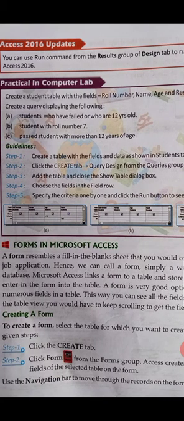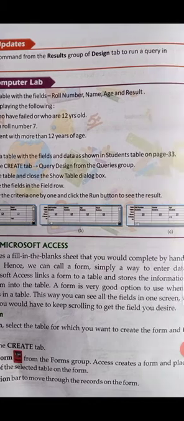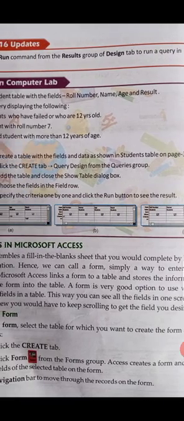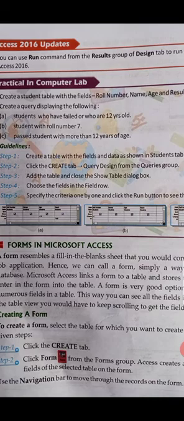How to create a form? To create a form, select the table for which we want to create the form, by the given steps. First, click the create tab. Second, click form from the forms group. Access creates a form and places all the fields of the selected table on the form. Use the navigation bar to move through the records on the form.